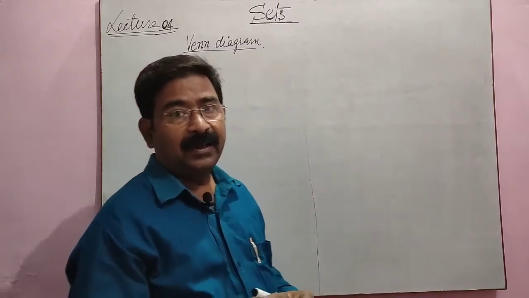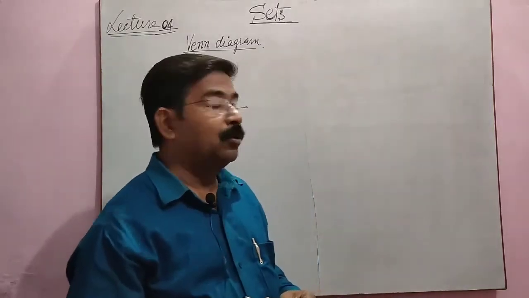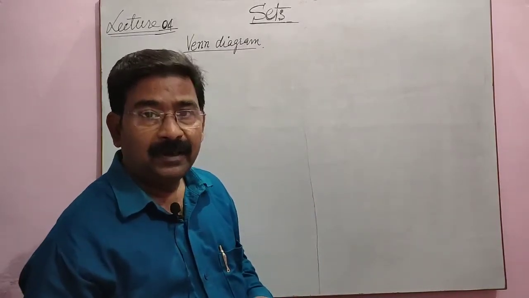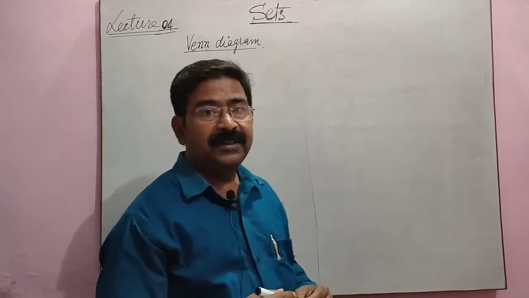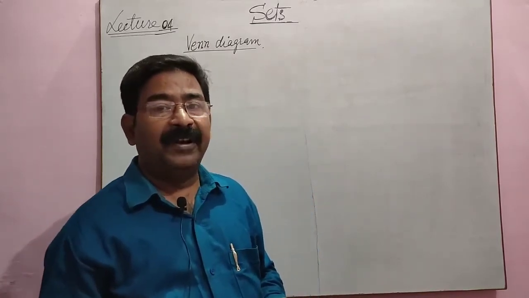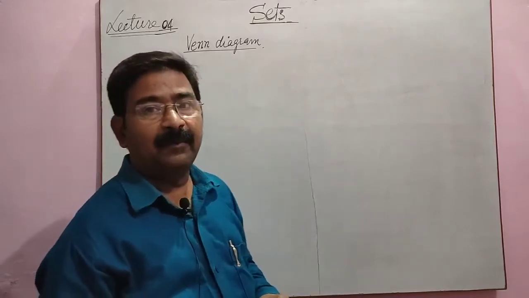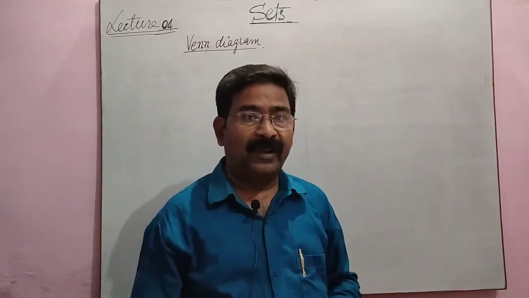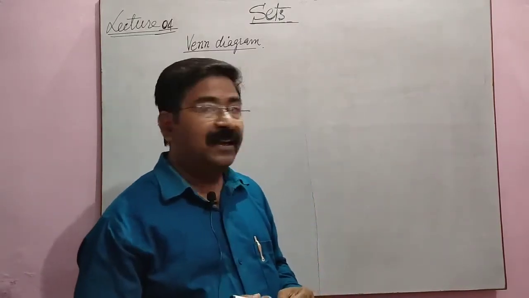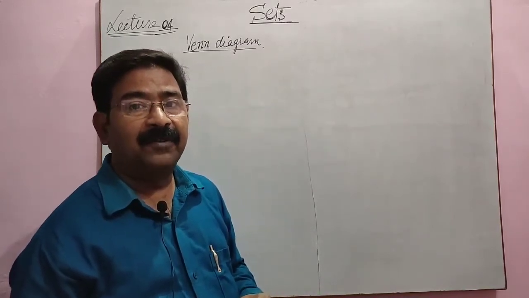Yesterday in my previous lecture, I told about union of sets and intersection of sets. Now let's see Venn diagram. Venn diagram is given by the mathematician John Venn. Venn diagram is representation of sets and its different types.